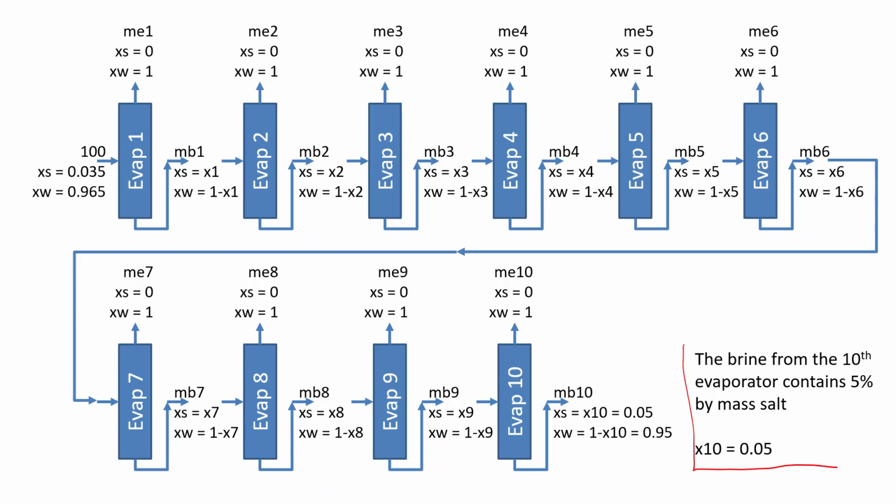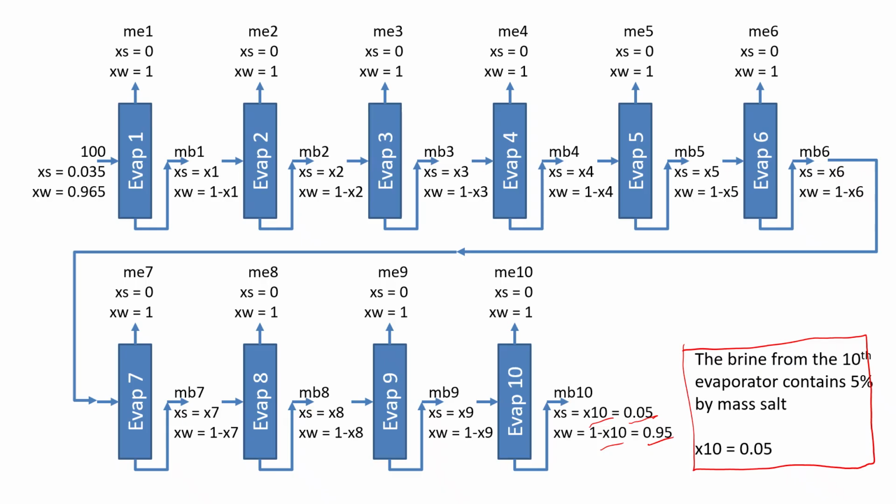So this is a repeat of that statement, that the brine from the 10th evaporator contains 5% salt. So the mass fraction of salt in that stream, which is X10, is 0.05. And we can compute the mass fraction of water by taking 1 minus 0.05, and we get 0.95. So we made use of that additional specification from the problem statement.